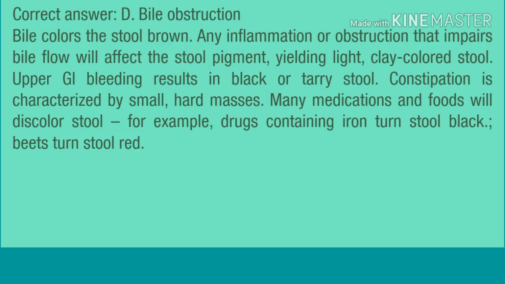Correct answer, D. Bile obstruction. Bile colors the stool brown. Any inflammation or obstruction that impairs bile flow will affect the stool pigment, yielding light, clay-colored stool. Upper GI bleeding results in black or tarry stool. Constipation is characterized by small, hard masses. Many medications and foods will discolor stool. For example, drugs containing iron turn stool black, and beets turn stool red.